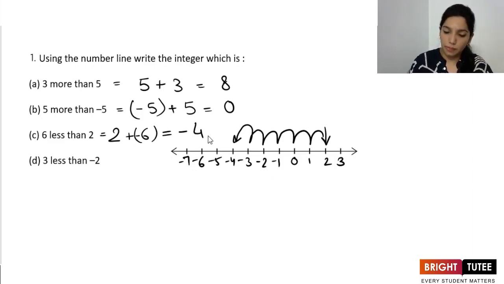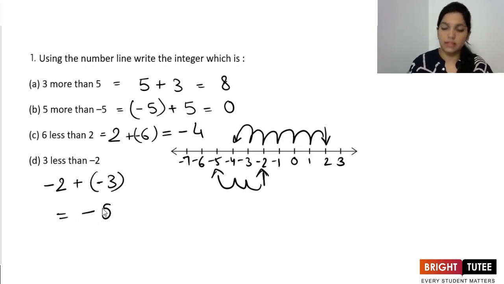This is the answer. Now it says 3 less than minus 2. So minus 2, and we need to make it 3 less, that is minus 3. So if you are at minus 2 and you take 3 steps towards the left, you will end on minus 5. I hope it's clear how we have solved these questions using the number line.